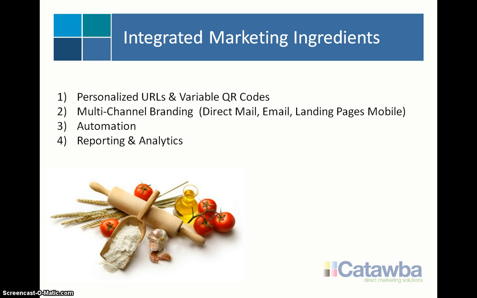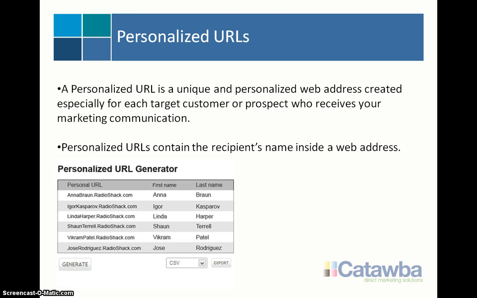The integrated marketing ingredients we use are personalized URLs, variable QR codes, multi-channel branding through direct mail, email, landing pages, mobile. We also use automation and reporting and analytics. So I'll go through each of these quickly so you have an idea of the components you use to create an integrated marketing campaign. Personalized URLs.